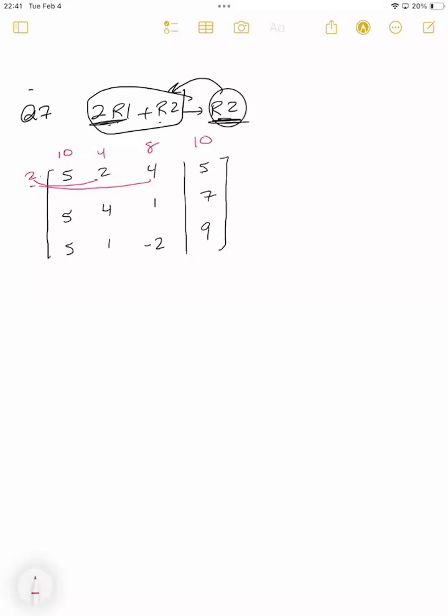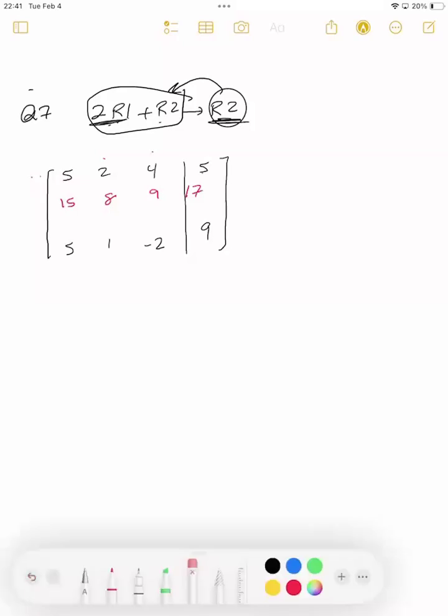Then we are going to add it to row 2. So we add 10 and 5. That becomes 15. We add 4 and 4. It becomes 8. We add 8 and 1, this becomes 9. We add 10 and 7. This becomes 17. So those are the new row 2. And we get rid of the old numbers. So that's my new matrix. Okay?